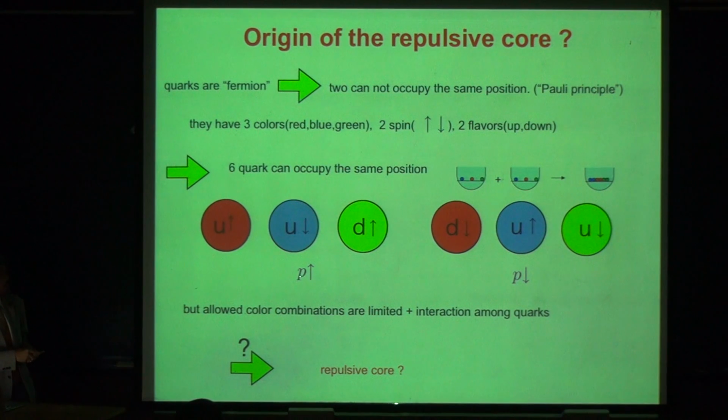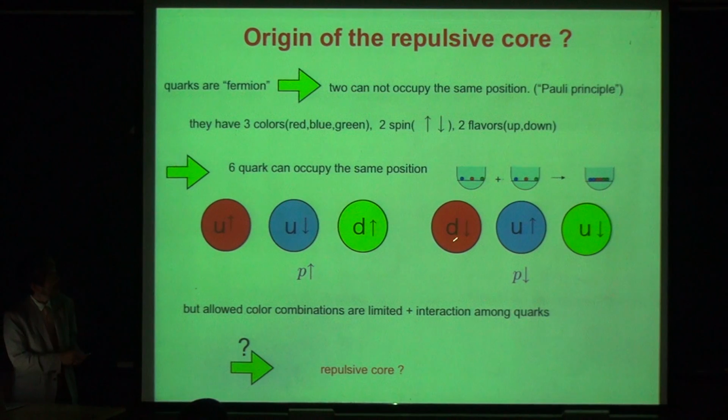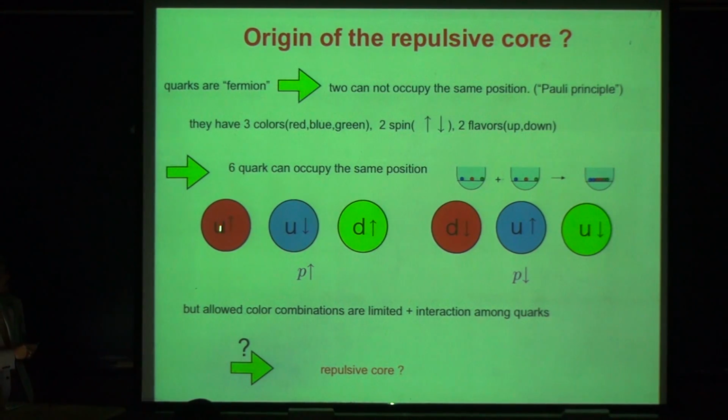For example, proton up and proton down have this kind of configuration. So U up, U down, D up, and D down, U up, U down, and red, blue, green, red, blue, green. In this case, there are no pairs which have the same quantum number. So this is possible. However, there are only allowed color combinations.